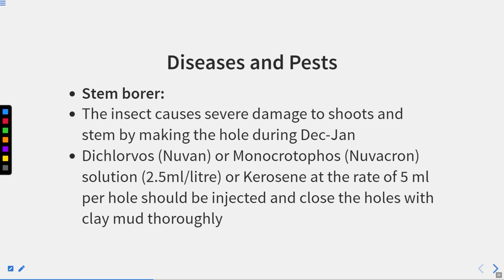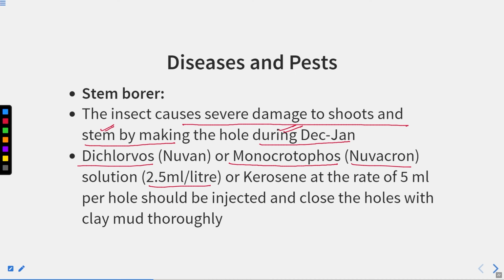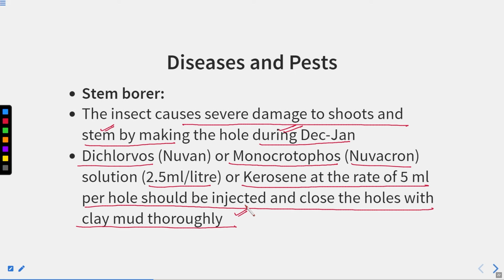Stem borer. The insect causes severe damage to the shoots and stem by making holes during December and January. So during the December and January months, there are some shoot and stem borers, right? So dichlorvos, Nuvan, or monocrotophos, that is Nuvacron, solution of 2.5 ml per liter, or kerosene at the rate of 5 ml per hole should be injected and the holes closed thoroughly with clay mud. So we can treat the holes with these chemicals, right?